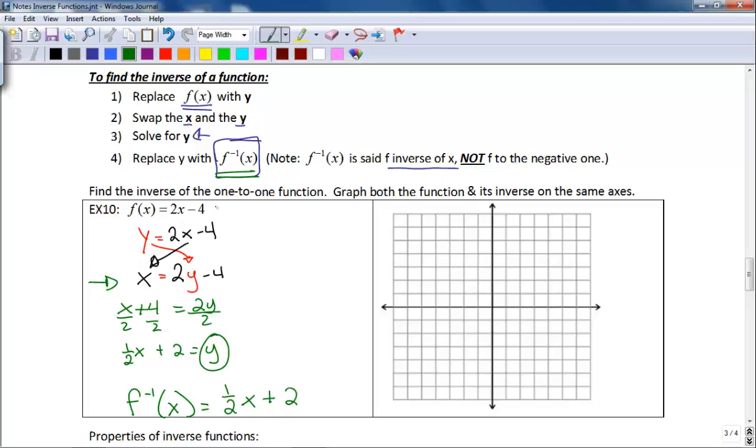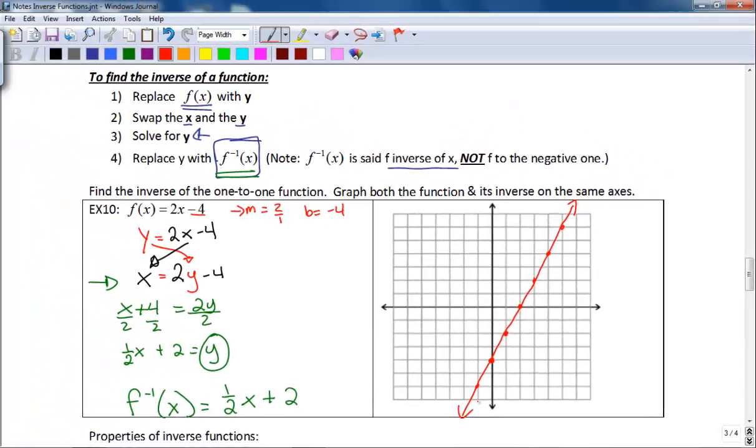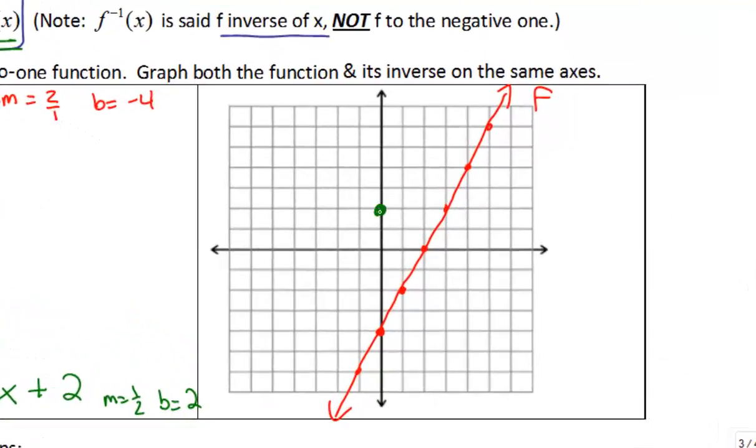Then it also asks us to graph both of these on the axis. Well, let's graph both of them. Well, this top one, my f of x, that is just a line. Its slope is 2 over 1. Its y-intercept is negative 4. So let's start by graphing that. So there's my y-intercept, and I go up 2 over 1. Well, let's graph the inverse function. This is also a line. Its slope is 1/2, and its y-intercept is 2. So I go to my y-intercept at 2, and then I go up 1 over 2. That's the graph of f inverse.